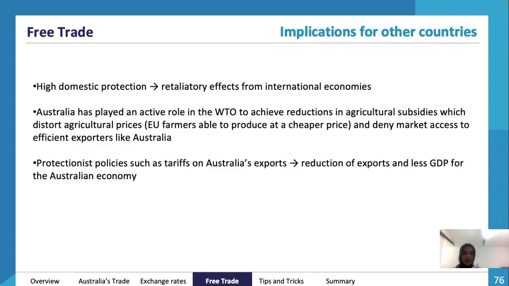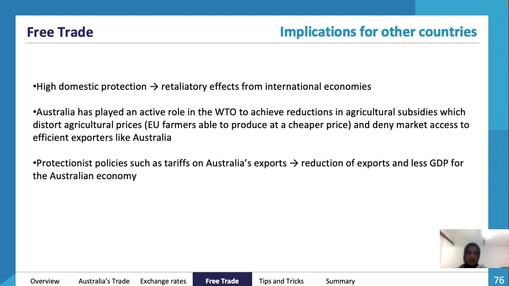All right, and then we look at implications for other countries. With high domestic protection, like if Australia was very protective of its local businesses, then retaliation is going to occur from other international economies. So if we're very protective of our local businesses, then chances are when we try to export our products to another country, that country will also be very protective of their local businesses, making it hard for Australians to export in that country.